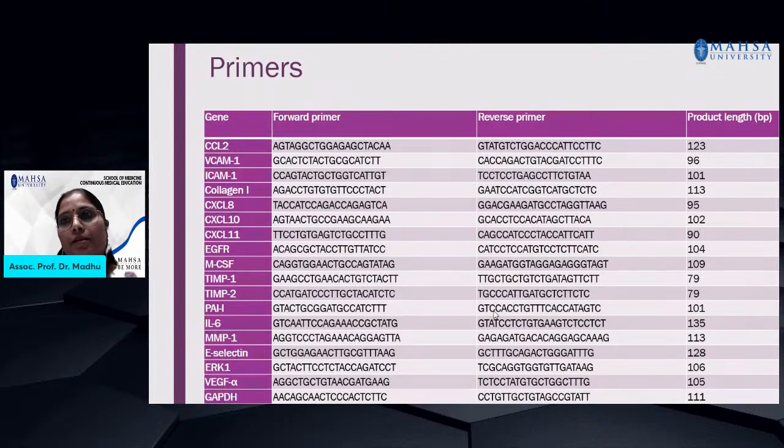In total, we have tested the expression of 17 genes. So these are the genes: CCL2, VCAM1, ICAM1, collagen1, CXCL8, CXCL10, CXCL11, EGFR, MCSF, TIMP1, TIMP2, PAH, IL6, MMP. These are all genes which are associated with wound healing. We have used GAPDH as the reference gene to determine the relative expression of the genes.